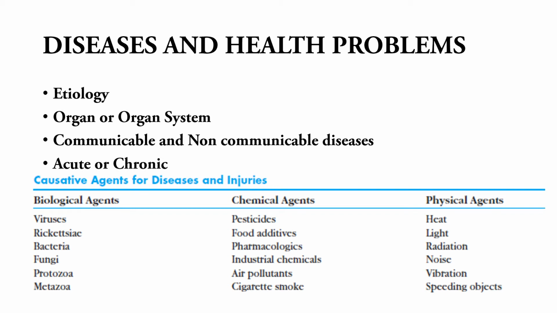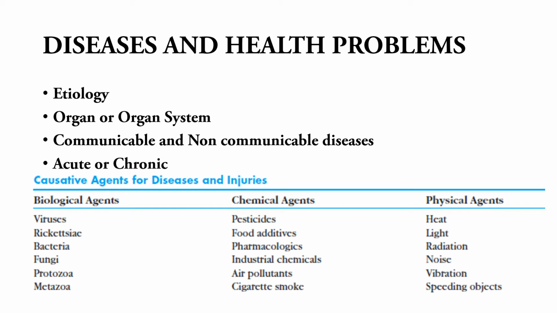So the different possible causes or causative agents of diseases and injuries are the following. These are biological agents like viruses, rickettsia, bacteria. So rickettsia are something like a microbe that is between bacteria and viruses. They are more like viruses because they are small, but they have both DNA and RNA.